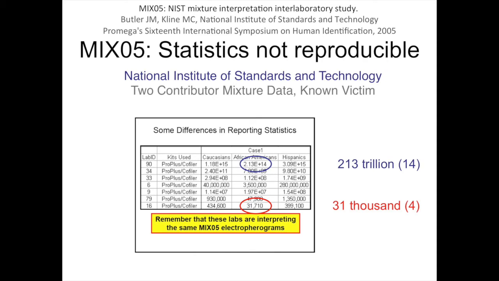A large number of the labs reported the data to be inconclusive, and so they wouldn't give any number at all. And on the other, roughly half of the labs, the match statistics were all over the map. The numbers ranged from tens of thousands, which is a 1 followed by around 4 zeros, up to hundreds of trillions, which is a 1 followed by 14 zeros. So there's 10 powers of 10 difference between tens of thousands and hundreds of trillions, or nothing at all if it's inconclusive.